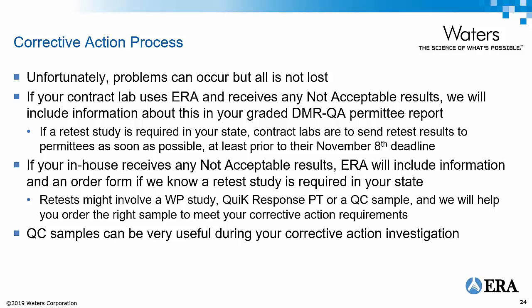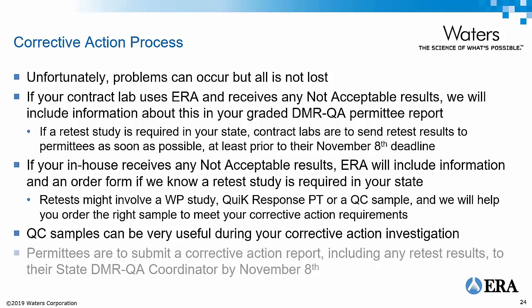Now, QC samples can be very useful during your corrective action investigation. You can order those along with or instead of, if you want to do troubleshooting, instead of your PT study, your quick response study, your WP study, whatever you're using for DMR-QA corrective action. The important thing for you is permittees are to submit a corrective action report, including retest results, to their state DMR-QA coordinator by November 8th. All of that, again, is in your DMR-QA announcement letter from the EPA. We want to emphasize the dates that kind of catch people off guard. You have plenty of time to do corrective action, though, as I mentioned, by November 8th.